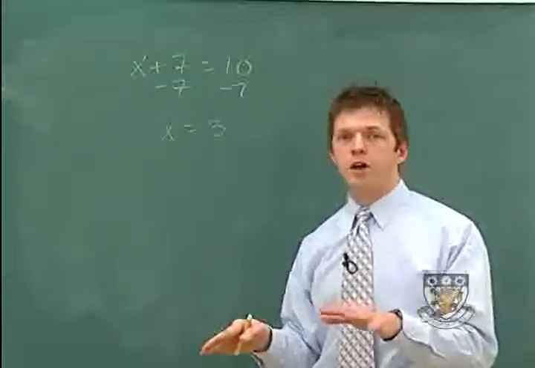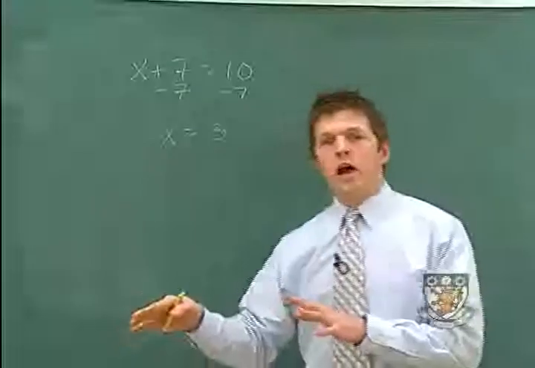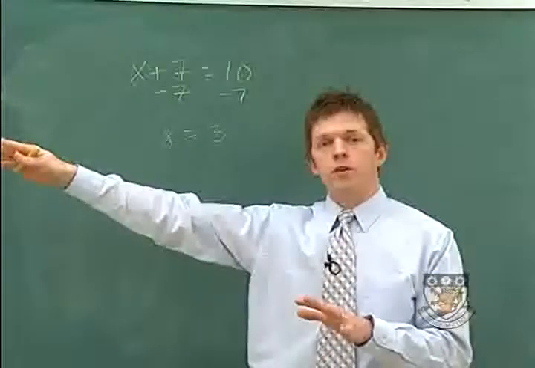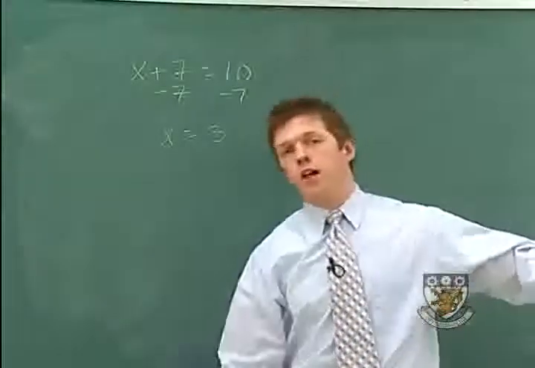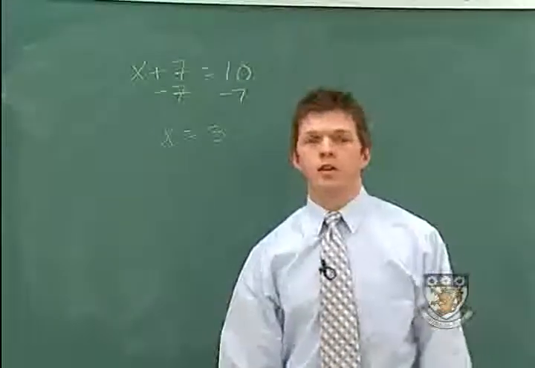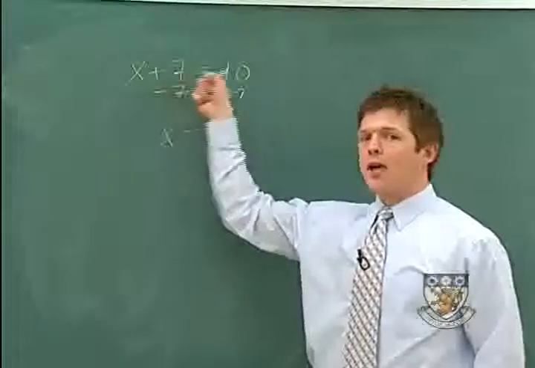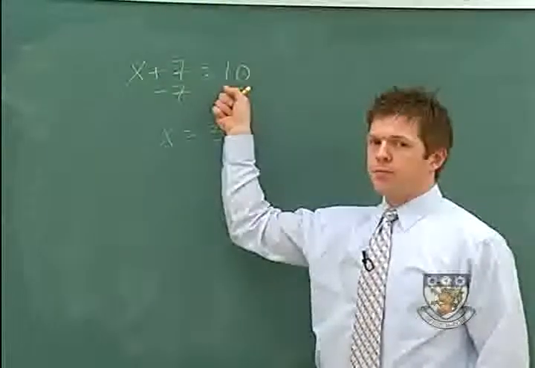It's like a teeter-totter. If you have 4 people on a teeter-totter and one person gets off, one person on the other side has to get off, otherwise they're going to go crashing down into the ground. So if I subtract 7 from one side, I have to subtract it from the other.